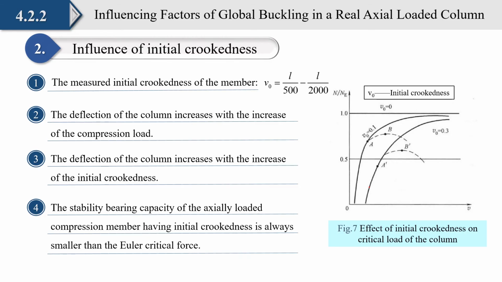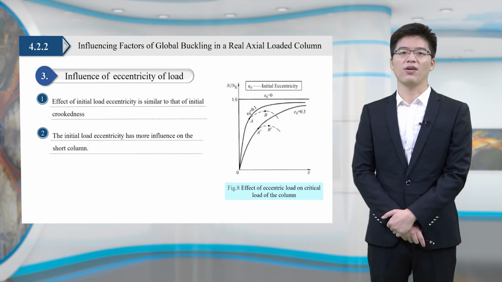Secondly, the deflection of the column increases with the increase of the compression load. Third, the deflection of the column increases with the increase of the initial crookedness. Fourth, the stability bearing capacity of the axially loaded compression member having initial crookedness is always smaller than the Euler critical force.